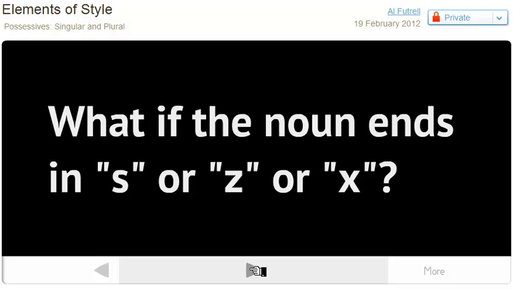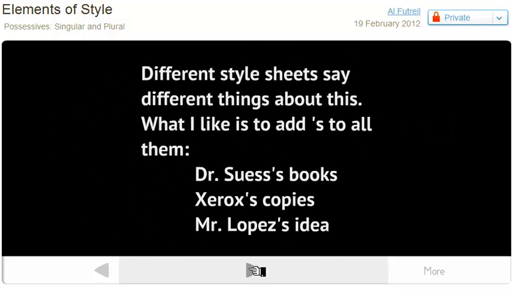What if that noun ends in an S or a Z or an X? Don't worry about it. Go ahead and add the apostrophe S. Different style sheets say different things, but adding an apostrophe S will still work. So we can say Dr. Seuss's books, Xerox's copies, Mr. Lopez's idea. It all works.